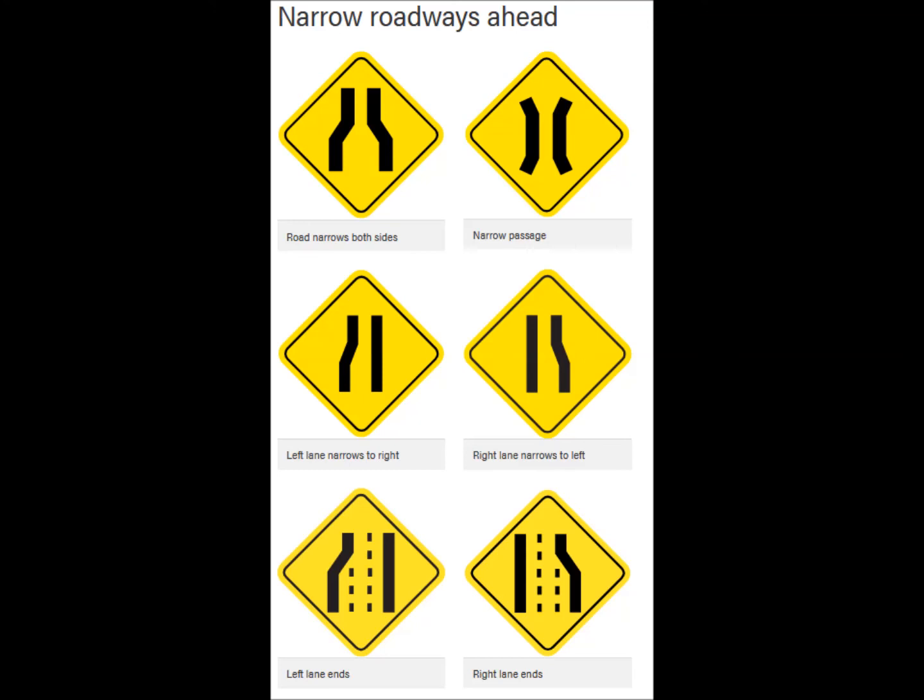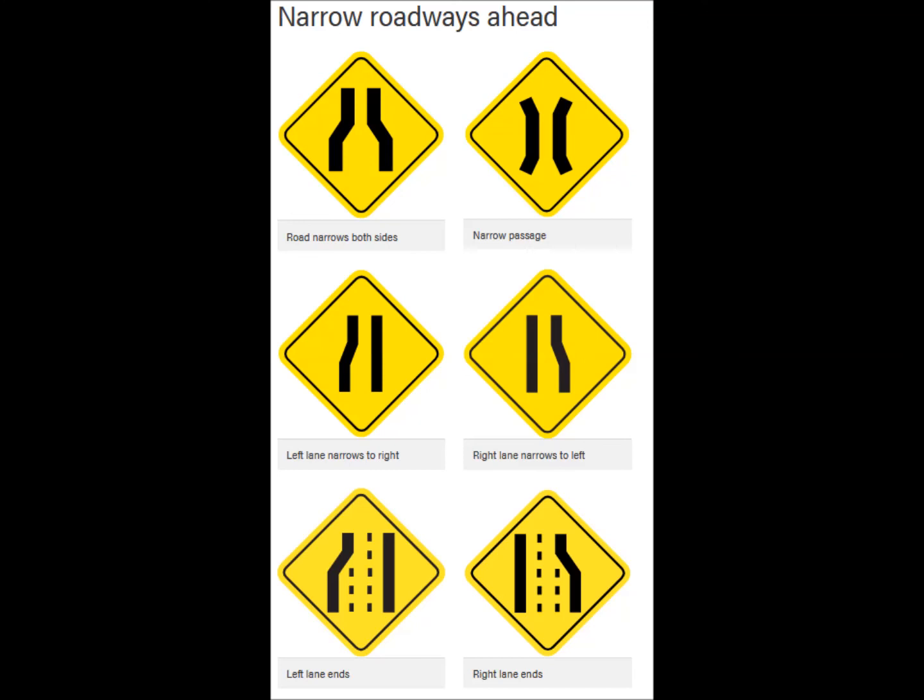Image description. A yellow diamond with a black outline. In the middle are two rectangles, close at the center, but at the top and the bottom, they are distant. Narrow passage.